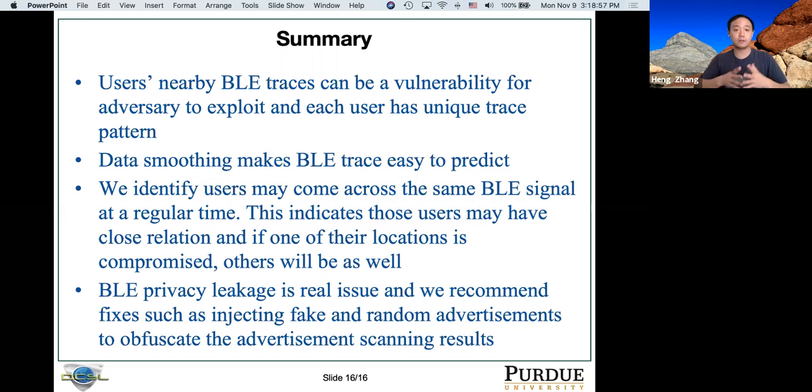We recommend some fixes, like injecting some fake and random advertisements to obfuscate the advertising scanning results. What this means is that when the mobile device renders the neighboring BLE signals to the user, instead of just showing the real devices around the user, it randomly, given a certain distribution, adds other advertisements which are fake and do not exist. This technique will not affect the regular usage of the user, but protects the user from such kind of attack.